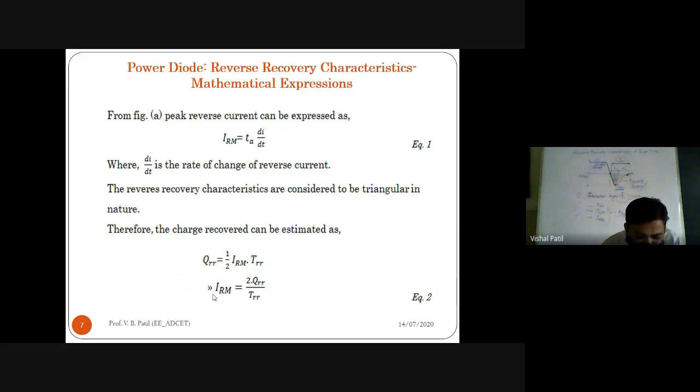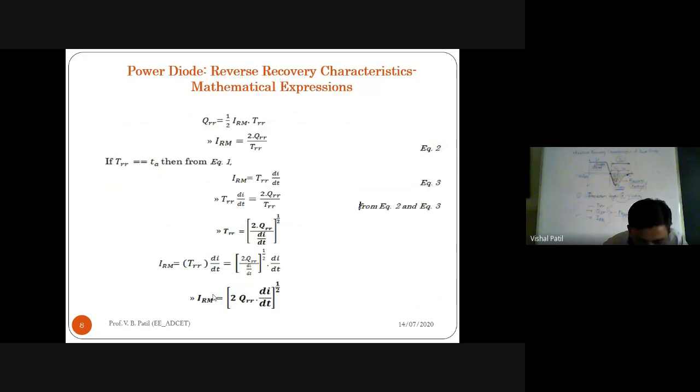Now, there is a straight line of reverse recovery current. The straight line equation is like y equals mx, where m is the slope, like di by dt, and x is the parameter on the x-axis. TA is the parameter on the x-axis. So IRM is equal to TA into di by dt. Now this time is very small, so you can replace TA with TRR.